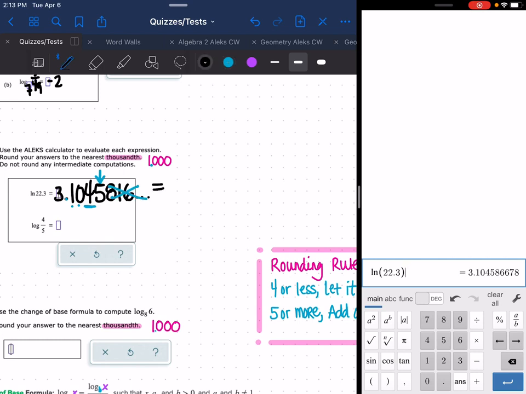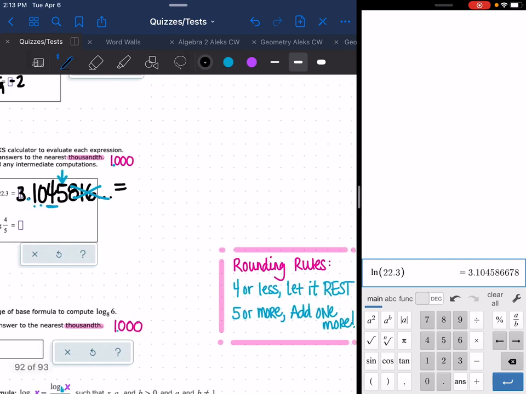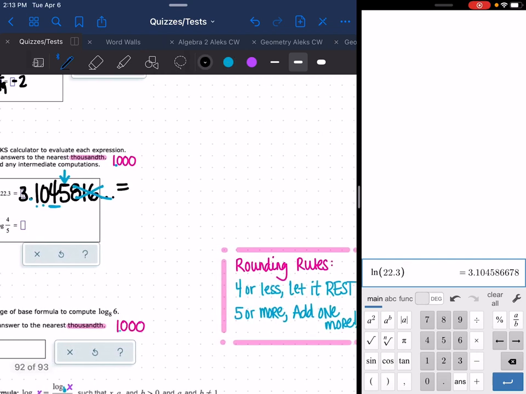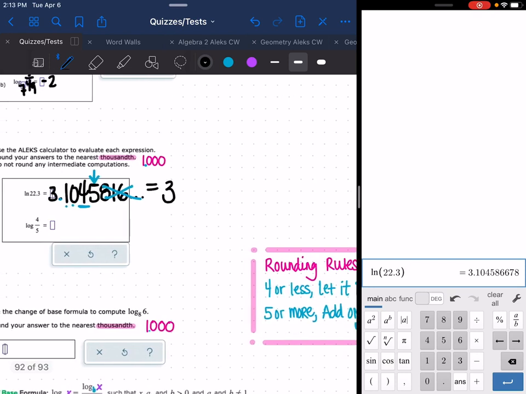My rounding rule is right down here. Remember, if that number with the arrow is 4 or less, I'm going to let it rest. If it is 5 or more, I'm going to add 1 more. It is a 5, so I'm going to go ahead and say 3.105.